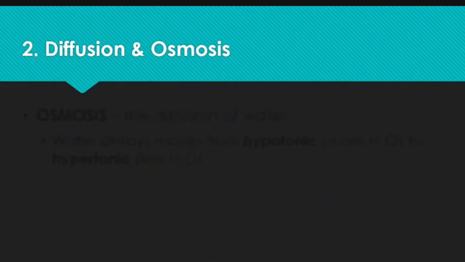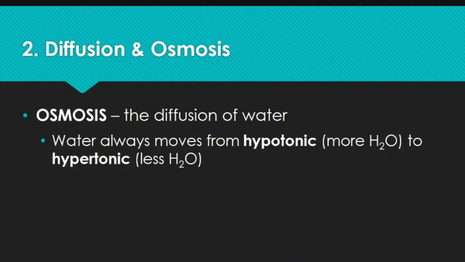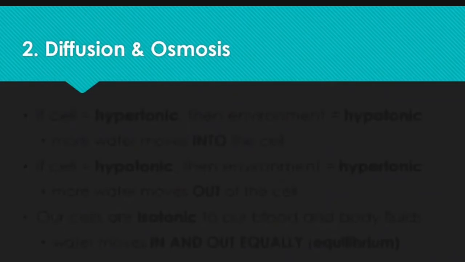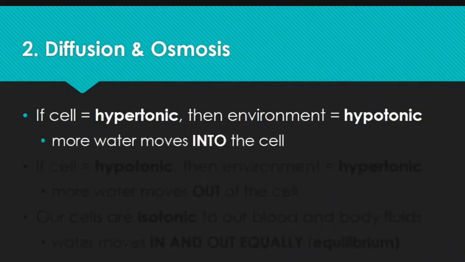Now, when you diffuse water, we call that osmosis. So the deal with osmosis is that water always moves from a situation where there's more water, hypotonic, to where there's less water, hypertonic. And you can think of it as wet to dry. So the rule of thumb is if a cell is hypertonic, meaning it has less water, more solute, then its environment, which would therefore be hypotonic, more water, less solute, water will move into the cell from hypo to hyper.